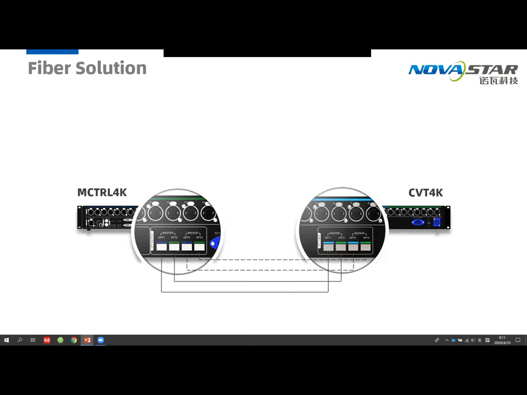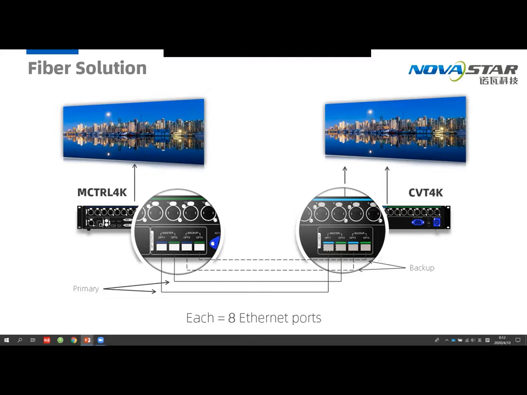Then we prepare the backup signal from the 4K directly, so the connection will be the same as the picture. When you use a structure like this, we can also play a trick if you have two screens, which means the same resolution and the same cable connection. You can use the output on the M-Control 4K and the CVT 4K at the same time. Then you will have two screens with exactly the same content, one from the CVT 4K, another one from the M-Control 4K.